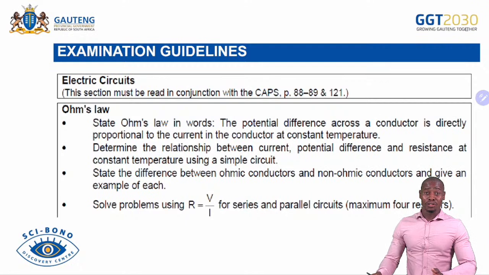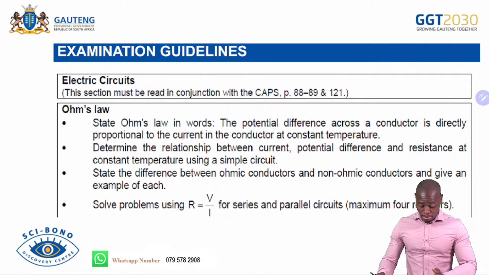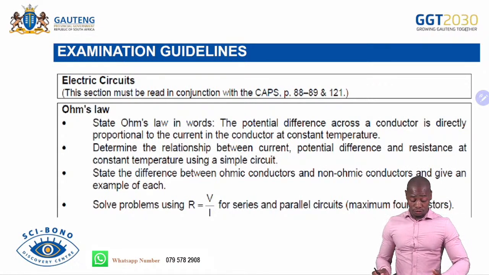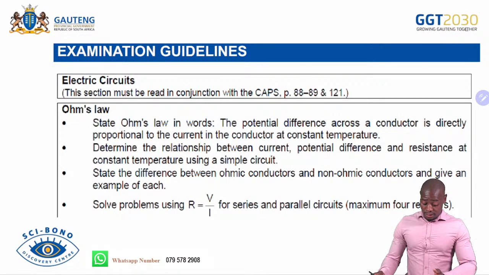So this is what you need to know under electric circuits, learners. One, stating Ohm's law correctly. And please, learners, use your examination guidelines to define the terms given to you. So one, it is your Ohm's law, which is stated as: the potential difference across a conductor is directly proportional to the current in the conductor at a constant temperature. Learners, this is how we have to state Ohm's law.